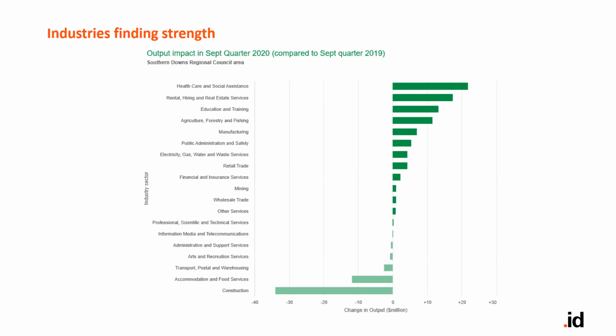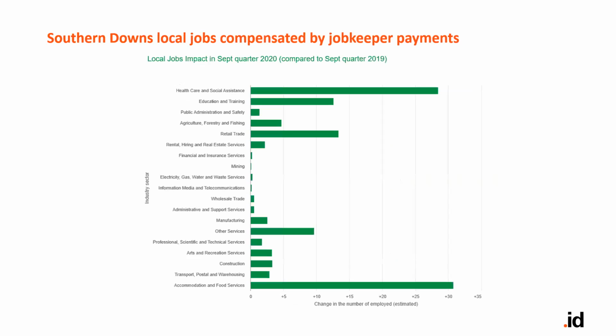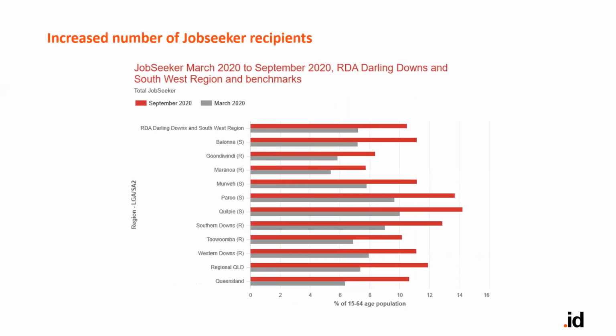So we've had a fall in construction and accommodation and food services, a little bit in transport, postal and warehousing as well. So the Southern Downs local jobs compensated by JobKeeper payments, we can see accommodation and food services. We've got over 30 jobs compensated in that sector. Healthcare and social assistance, just below 30. Education and training, retail trade, other services. So you can go through and actually calculate what your numbers are in terms of your vulnerability to that period in perhaps March next year.